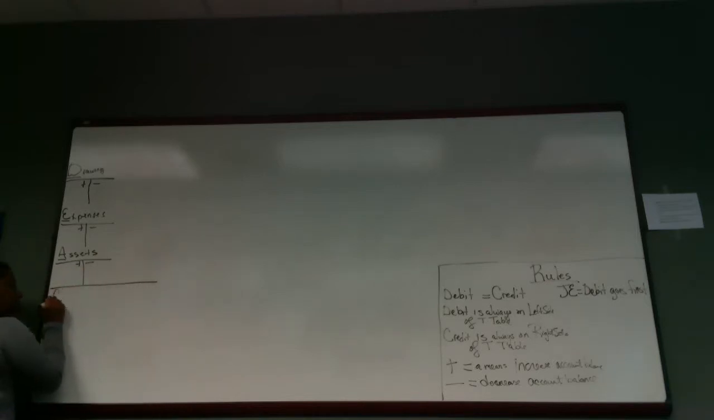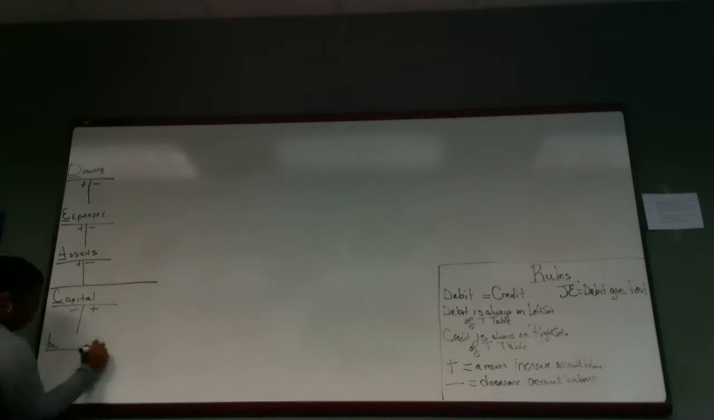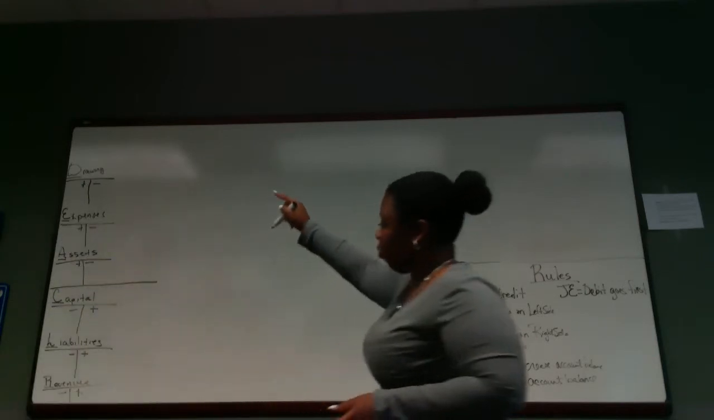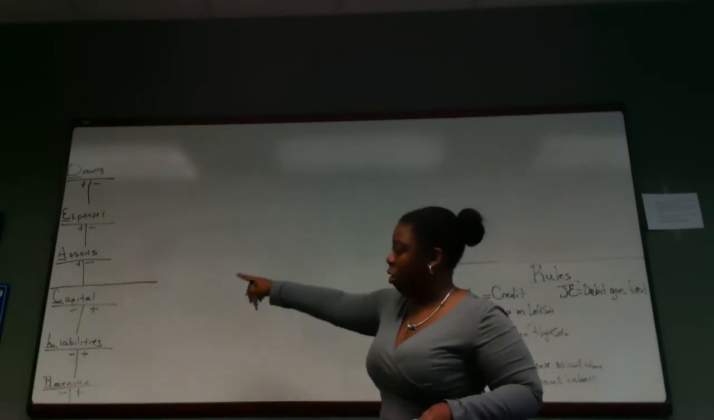Then we have C for capital. This is a minus plus. And we have L for liability. Those are minus pluses. And we have R for revenues. And there's a minus plus. Okay? So, DEAs are plus minuses. CLR are minus pluses.